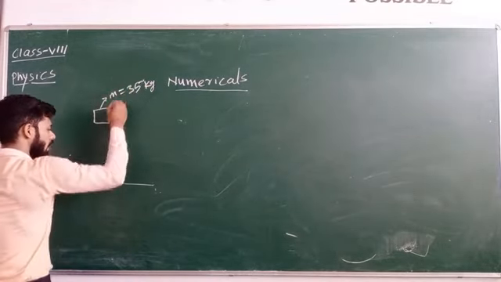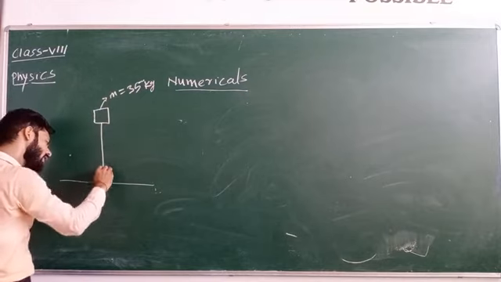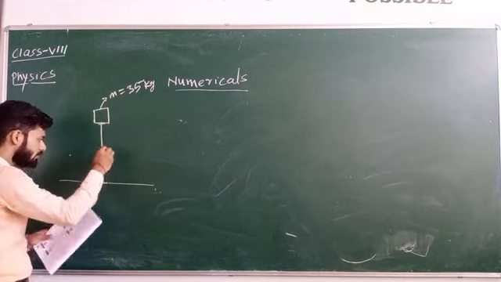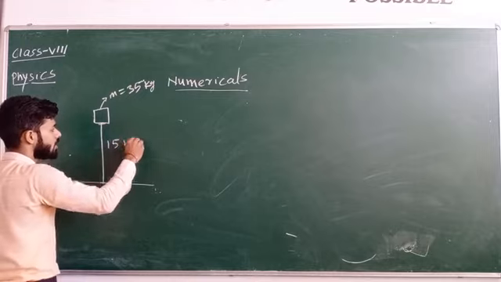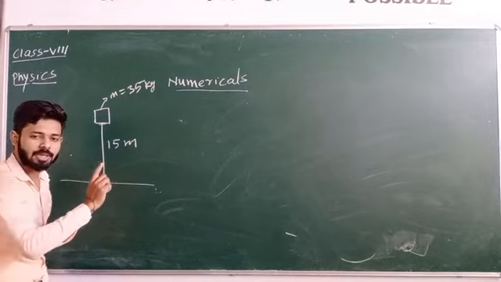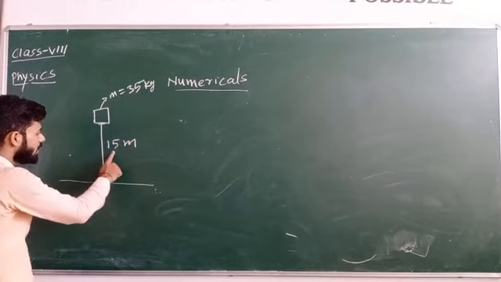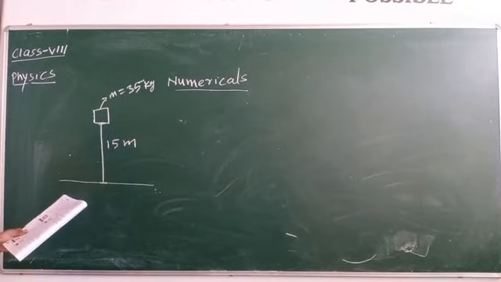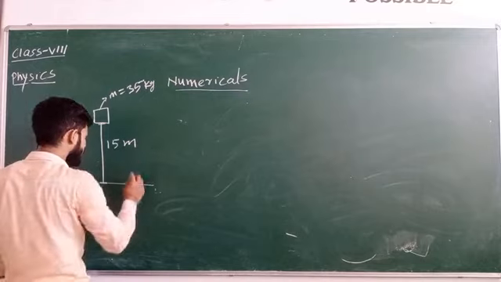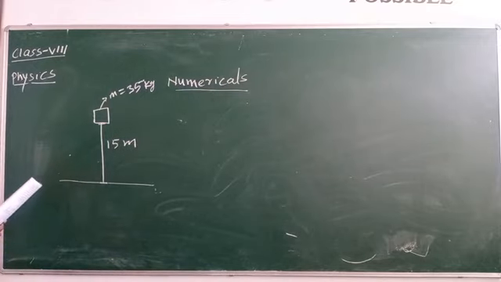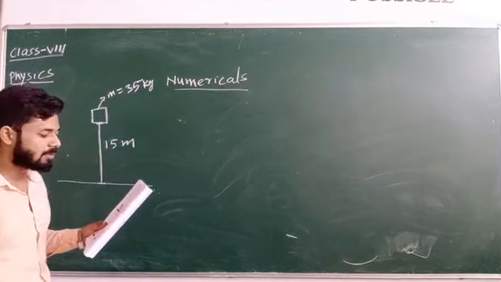अब इसको ग्राउंड से कहां पर रेज किया गया है? ग्राउंड से इसकी डिस्टेंस कितनी है? That is 15 meter. आपका मास ऑलरेडी kg में दे रखा है, so you don't need to convert it. And the distance is given, that is height, h is given as 15 meter. Now calculate the potential energy possessed by the object.